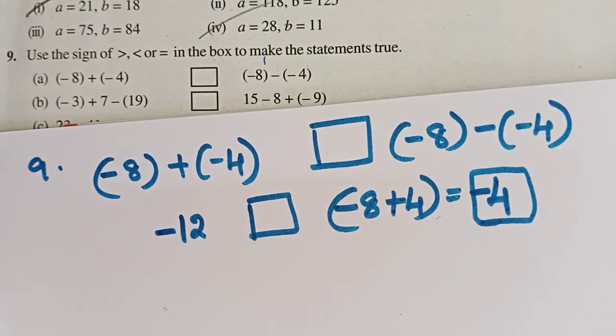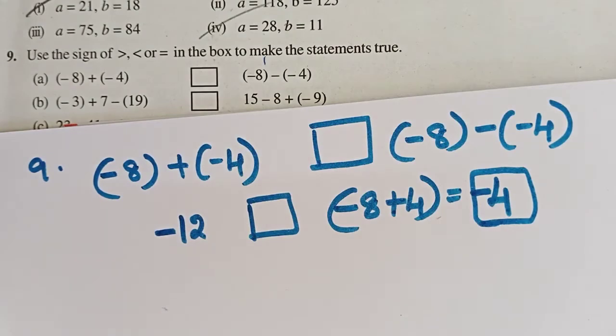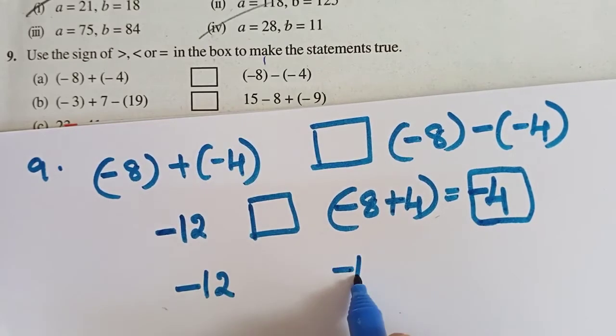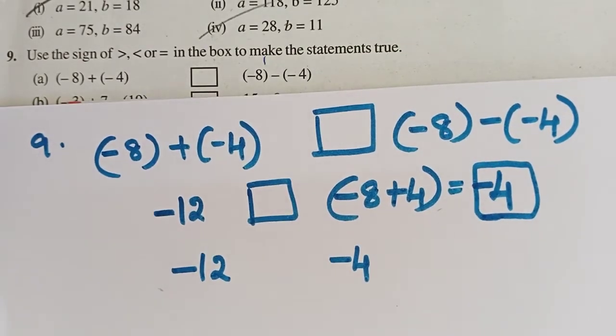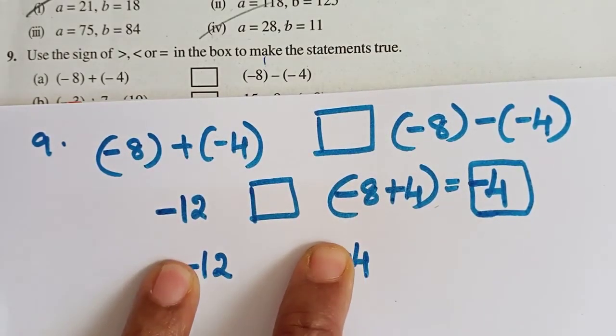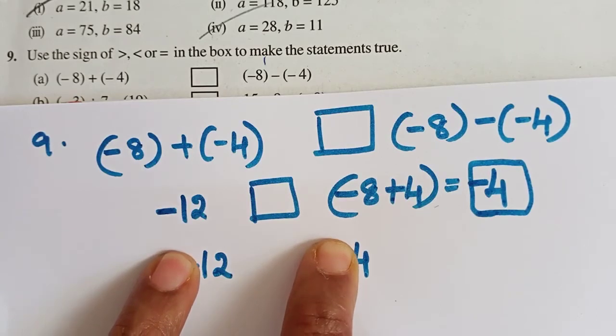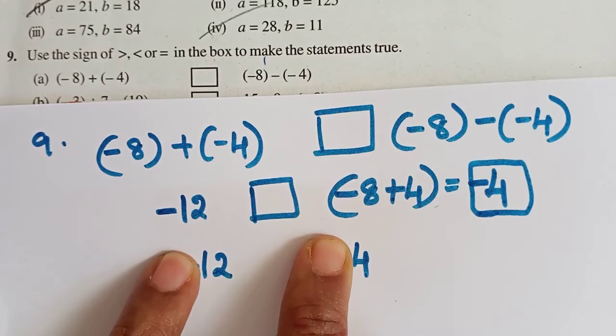So which is bigger? I always tell you, when coming to negative numbers it will be different. One small trick I will tell you here. Clearly see, minus 12 this side, minus 4 this side. What should I keep? Don't get confused. Regularly, if I remove the negative signs, which is bigger? 12 is bigger, isn't it? Immediately you can say 12 is bigger.